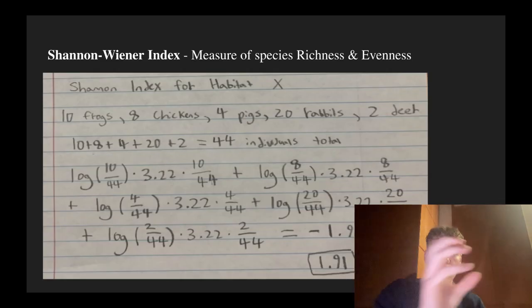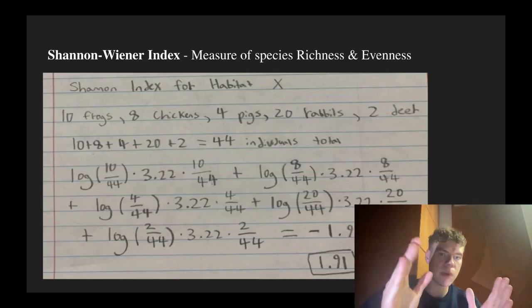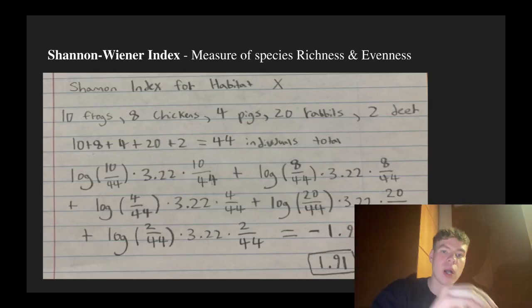Okay? So for this example of frogs, we would do log of 10 divided by 44, multiplied by the constant 3.22, multiplied again by that fraction of 10 divided by 44. And we would take the sum of that, okay? Then we would once again do that for every species, right?